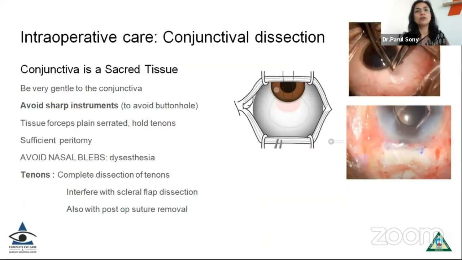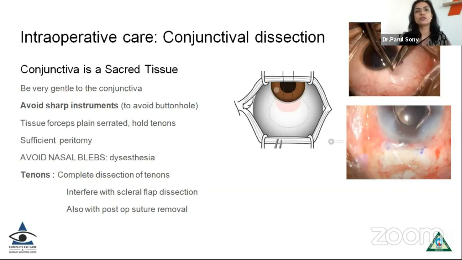Now, conjunctiva, we all know, is a sacred tissue and it has to be handled very, very carefully. One has to be very gentle with the conjunctiva. Avoid any kind of sharp instruments so that you avoid buttonholing. Use plain serrated instruments whenever possible. One can hold the tenons, which gives you a better exposure, and do a sufficient size peritomy, not too big, not too small.